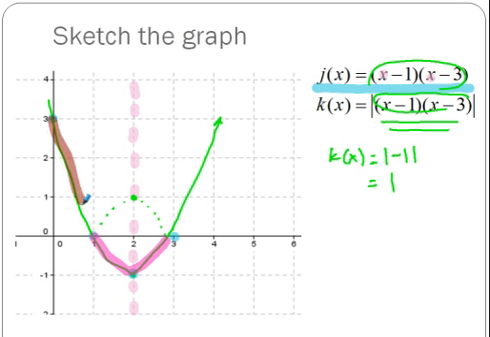So I'm going to retrace this. Here's the new graph of k of x. What you're going to notice is that k of x has only positive y values, whereas j of x had some y values in the negative area.